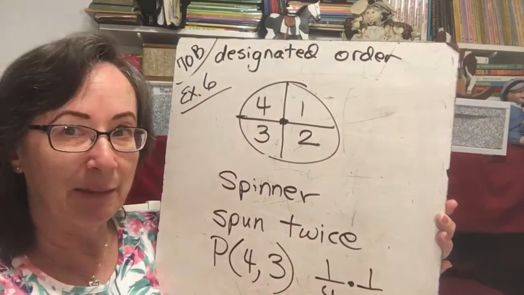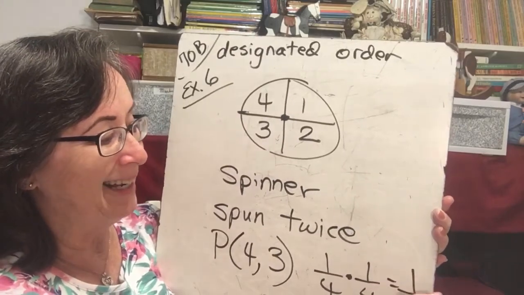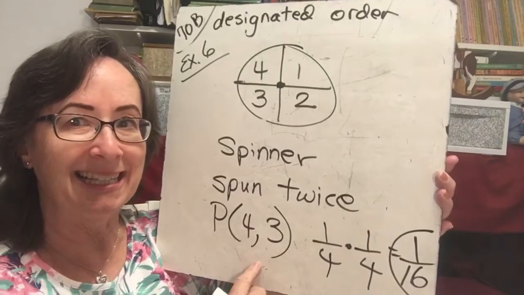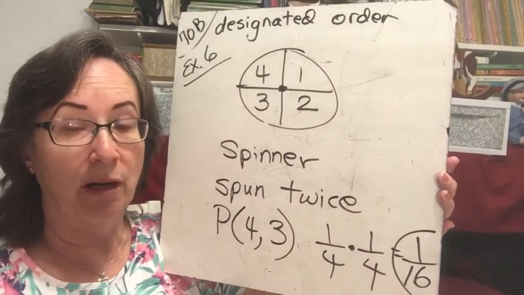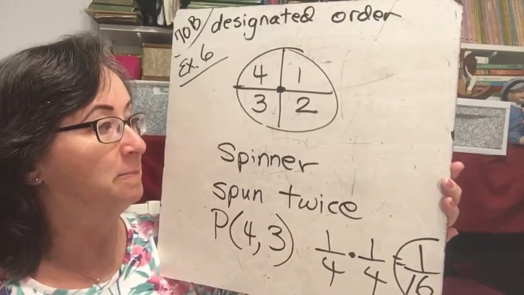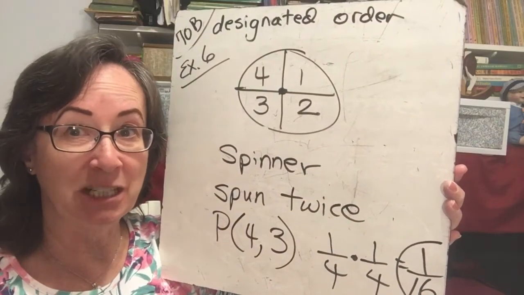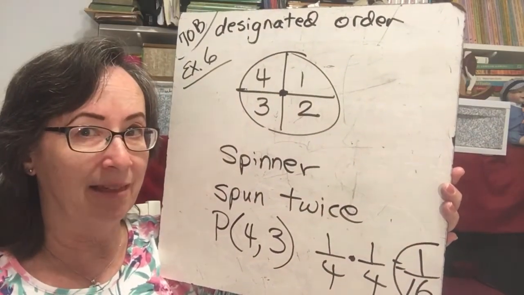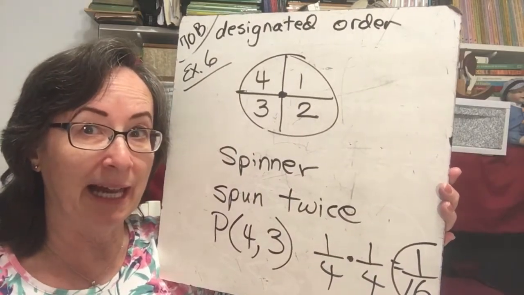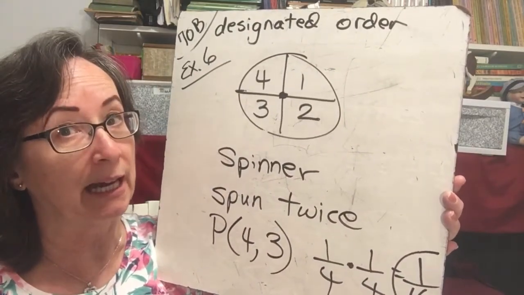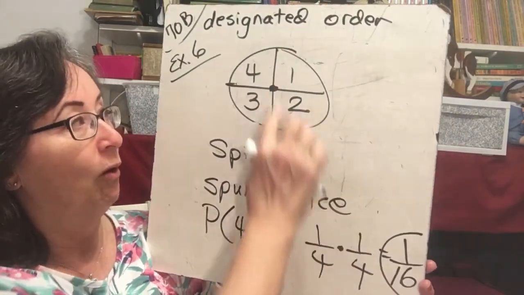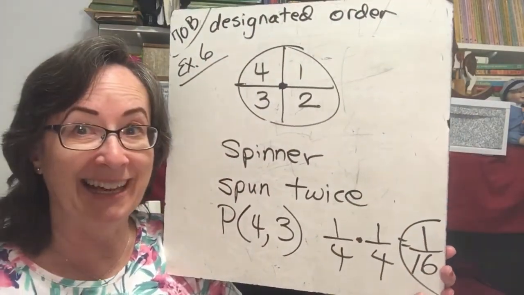And I multiply them together and I get 1/16 would be the probability that I would get exactly this order of items, that the events would happen in that order. So the probability of a 4 and then a 3 would be exactly 1 out of 16. We could do a tree diagram with that too, but it's much faster to just multiply 1/4 times 1/4 and get 1/16.